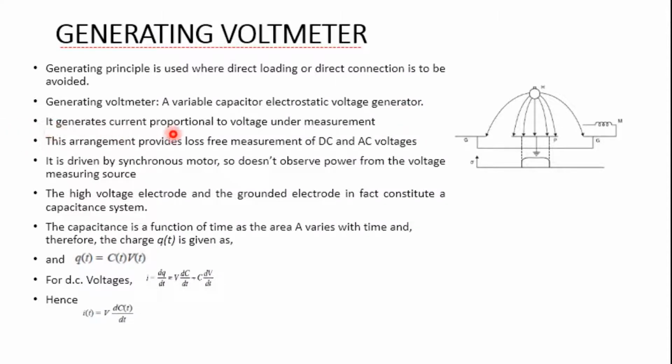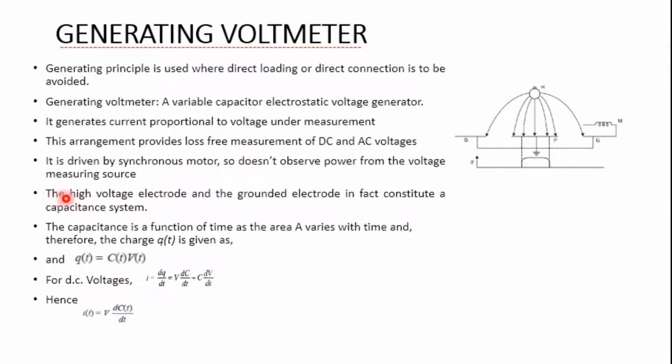It will generate a current which is proportional to the voltage under measurement. This arrangement provides loss-free measurement for both AC as well as DC, which means we can use it for both DC and AC voltage measurement. It is driven by a synchronous motor so that it doesn't absorb power from the voltage measuring source. The basic principle of the generating voltmeter is to avoid source loading. That's why we are going for a synchronous motor.